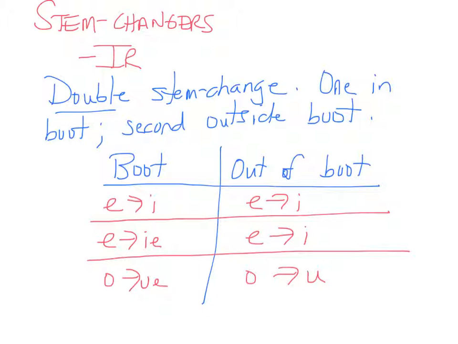And I've left a little table for you here. If in the boot, the verb is an IR, remember this is for IR verbs only. If in the boot it's either E to I or E to IE, when you go out of the boot, it'll be E to I. And then if in the boot it's O to UE, like a verb like dormir, outside of the boot it's going to be O to U. And these are for IR verbs only. On the next slide, I'll give you an opportunity to practice some of these.